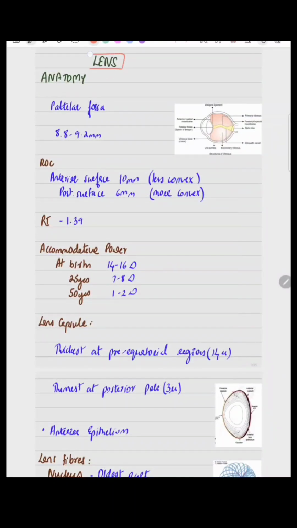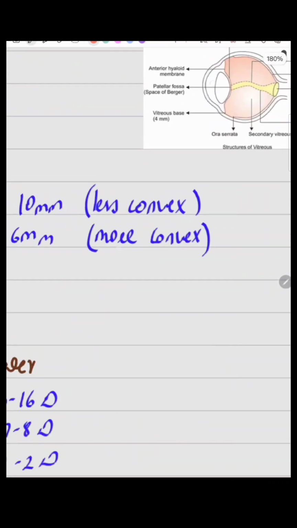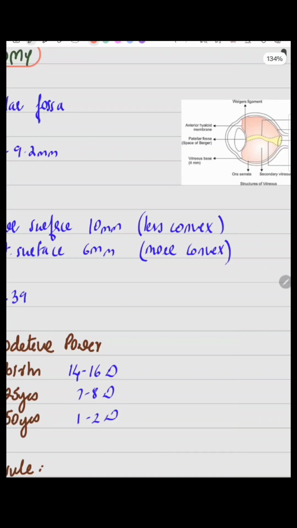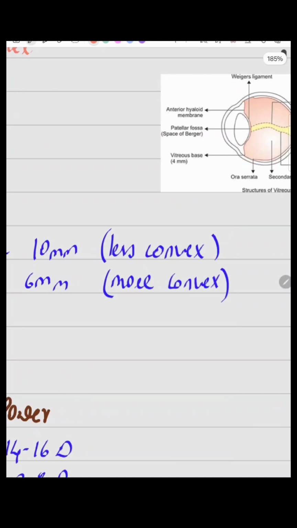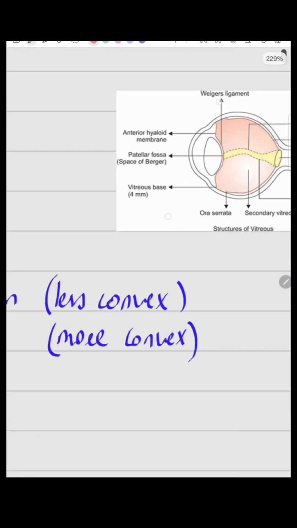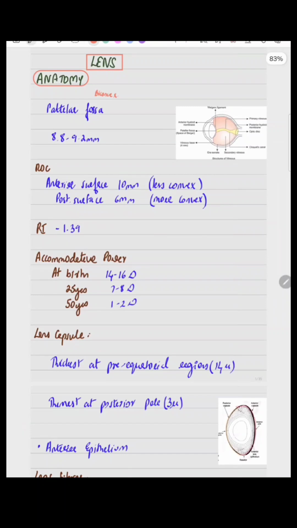Lens anatomy. The lens is a transparent biconvex crystalline structure placed between the iris and vitreous in a saucer shaped depression. This is known as the patellar fossa.